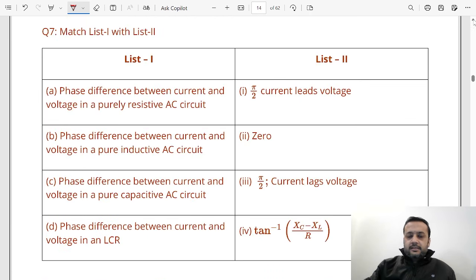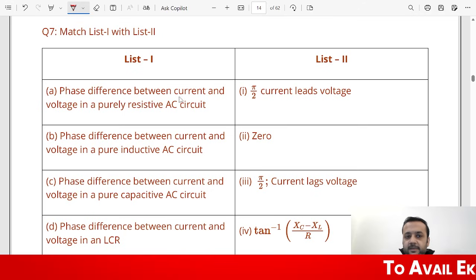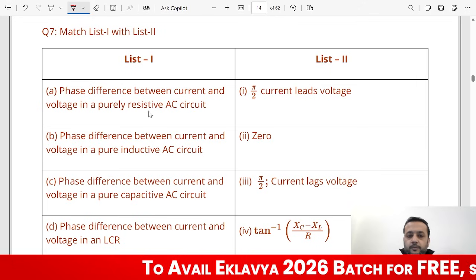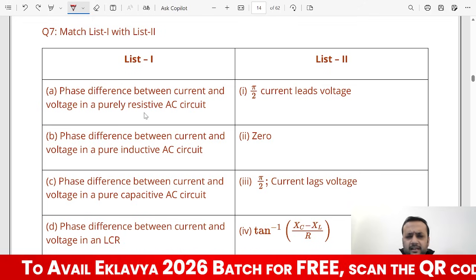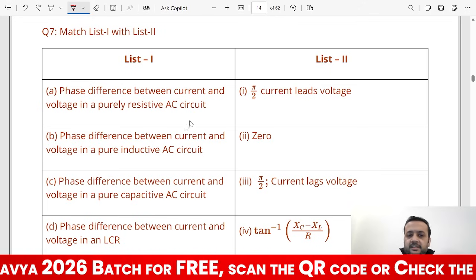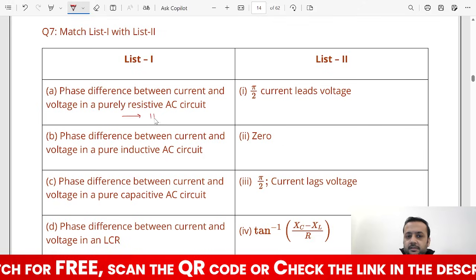Then let us see this question here. We have to match A versus these options. So here the phase difference between current and voltage in a purely resistive AC circuit. Purely resistive circuit means only a resistor is present, and in that case it's a standard result. That phase difference is 0. So A will match with second.